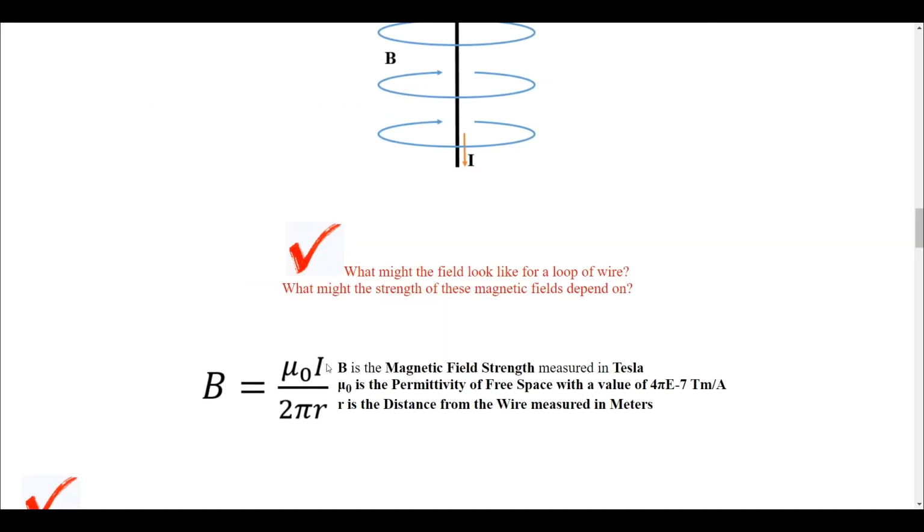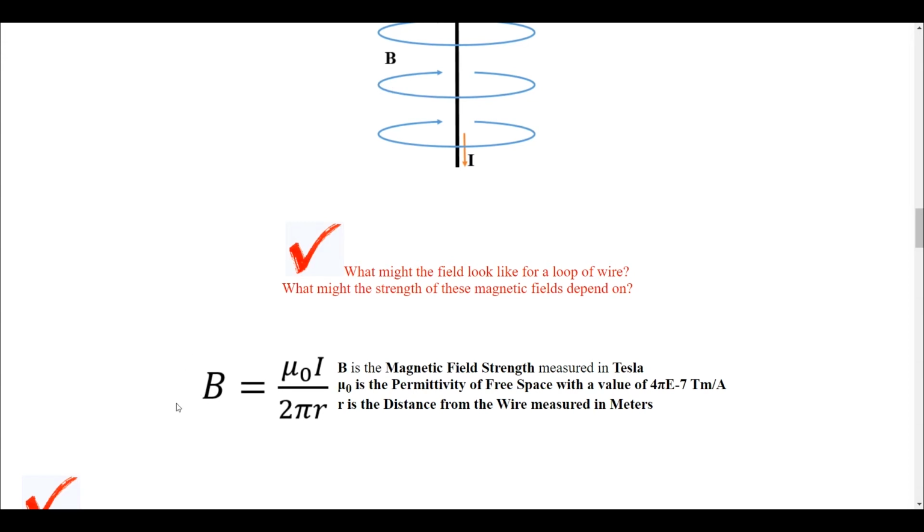Current is also in the numerator, and then we're going to divide this thing by 2 pi r, where r is technically a radius because it is the distance from the wire out to the magnetic field wherever you're measuring. So if we wanted to measure the magnetic field further away from this wire, then we would just have a larger r. And so this is the formula for magnetic field strength around a current carrying wire.